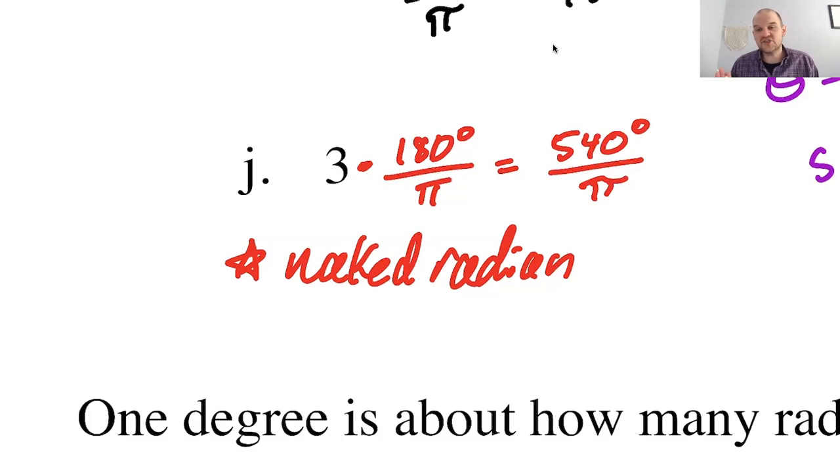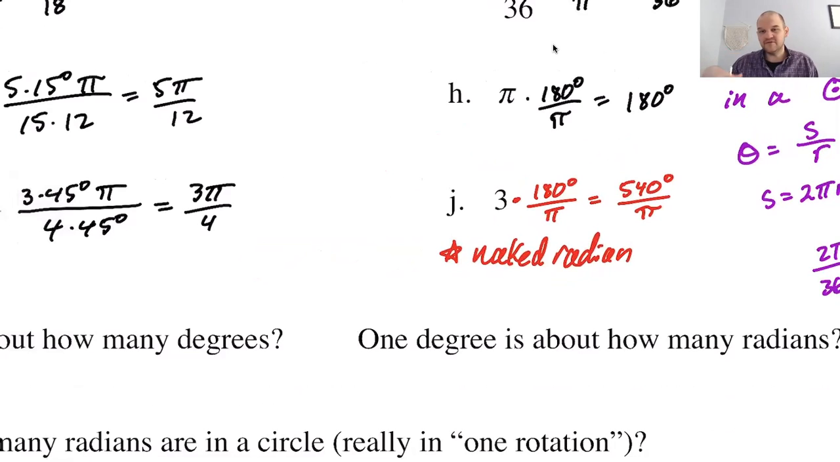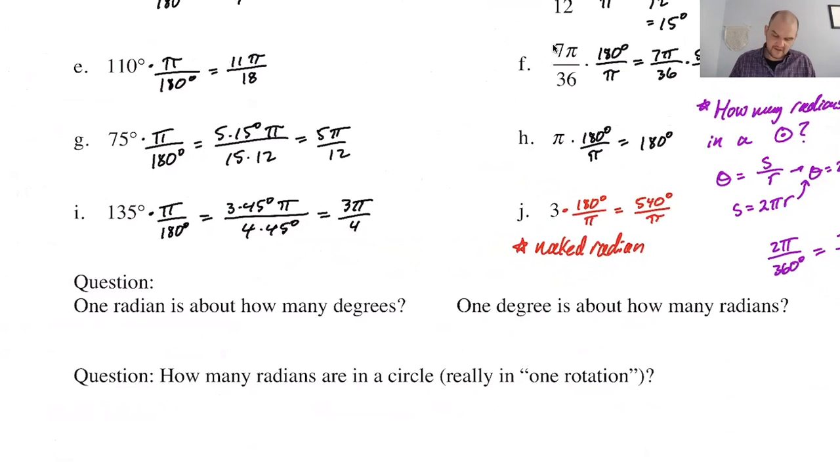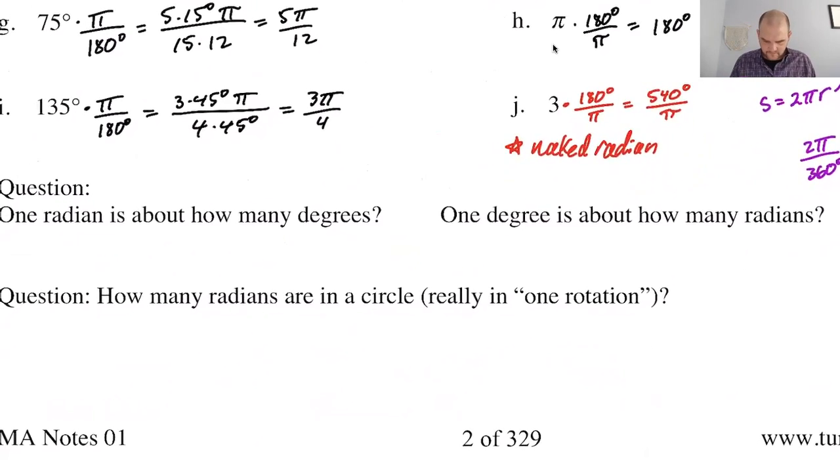Naked radians look so weird when you convert them back to degrees because you end up with pi in the denominator. Like, it's not normal. But it's okay, you don't need to not have pi in the denominator. How often do you see pi in the denominator? That's pretty weird.